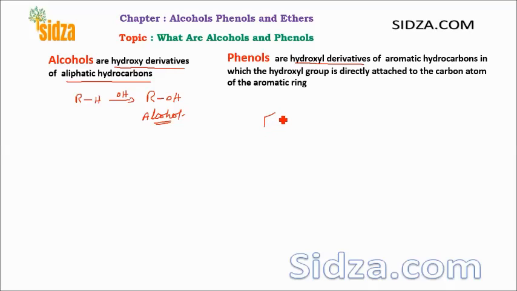So we have here the benzene, and from the benzene ring, if you replace, suppose, the hydrogen by an OH group, you get the phenol. And in the phenols, the hydroxyl group is attached to the carbon atom of the aromatic ring. Okay, so these are alcohols and phenols. Alcohols are hydroxy derivatives of aliphatic hydrocarbons, while phenols are hydroxy derivatives of the aromatic hydrocarbons.